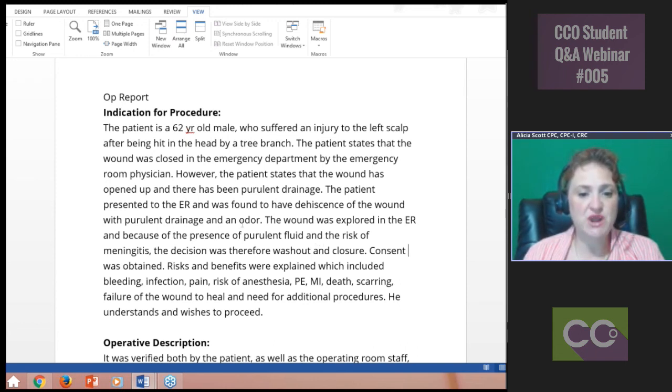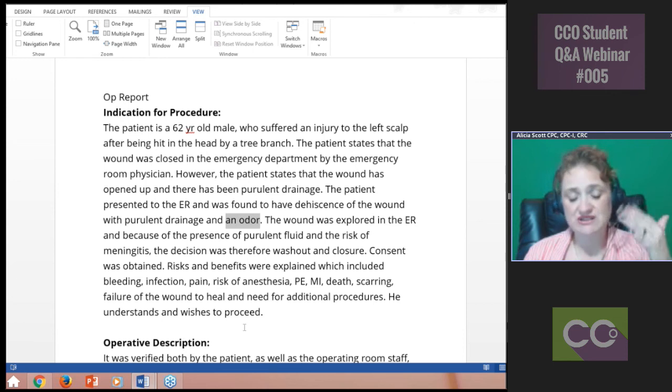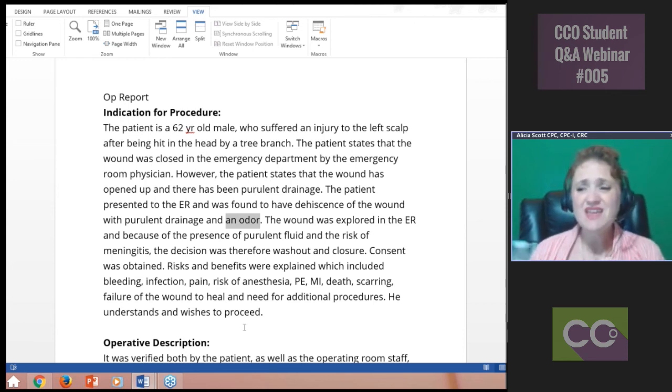So there was the drainage and an odor that also indicates we've got an infection, because blood has the normal smell like iron, and regular fluids that come out of a wound, again, not so bad. It really doesn't have much of an odor, but odor indicates infection.